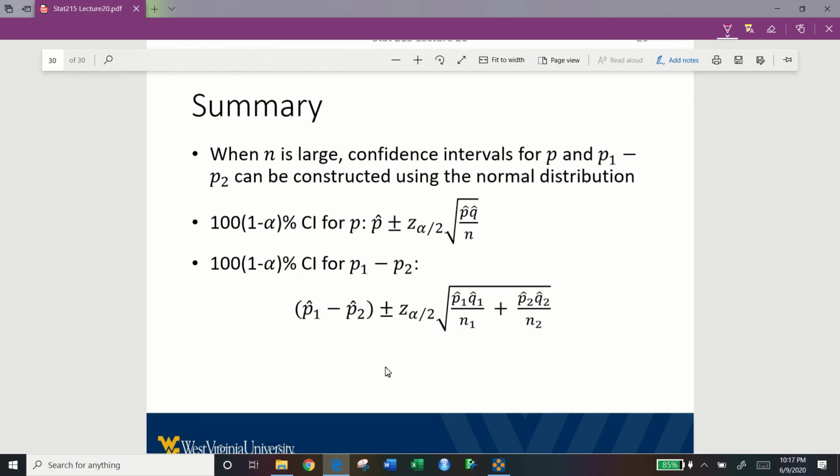When we are calculating a confidence interval for two proportions, P1 minus P2, our confidence interval is going to be the quantity P1 hat minus P2 hat plus or minus z alpha over 2 multiplied by the square root of P1 hat times Q1 hat over N1 plus P2 hat multiplied by Q2 hat over N2.